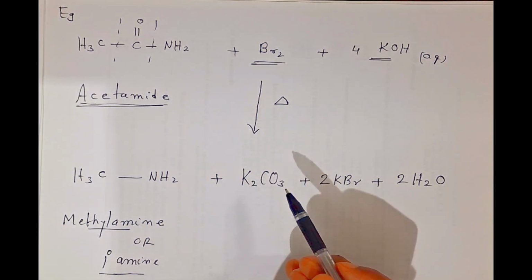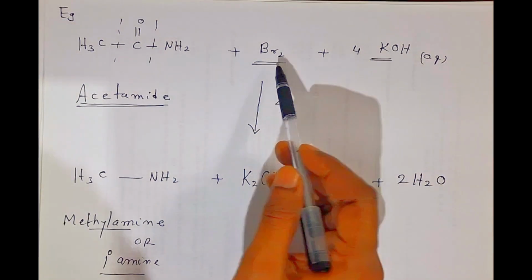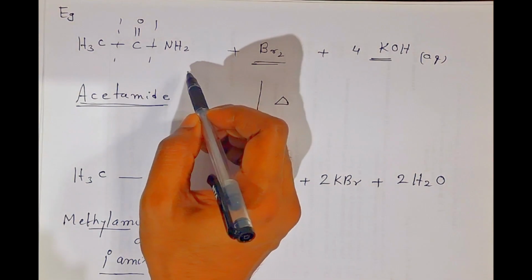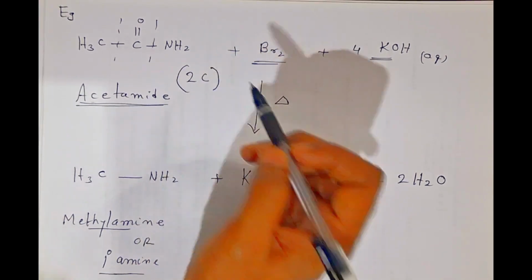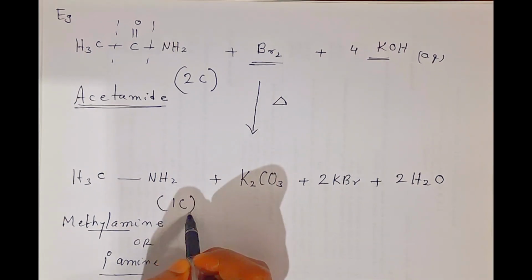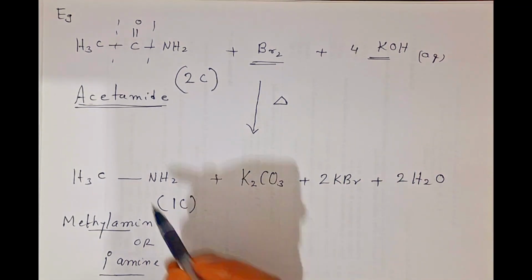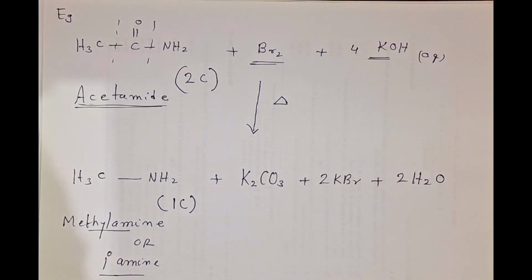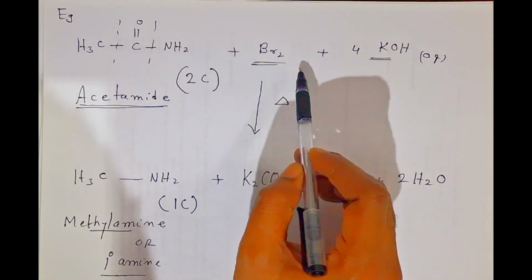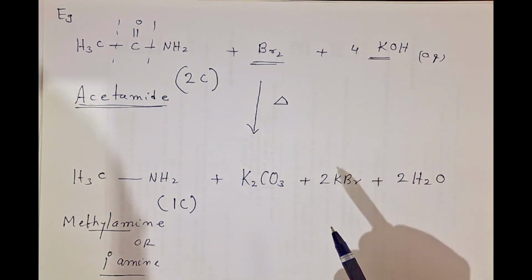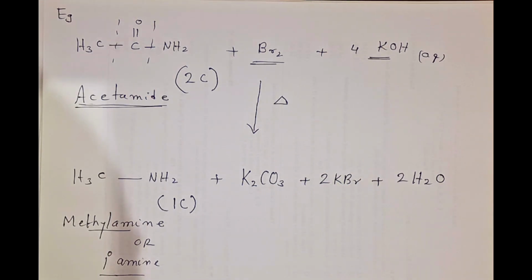This is a very important reaction in the board examination. Sometimes they may ask for the action of bromine and aqueous KOH on acetamide, and you have to represent the answer this way. Acetamide has 2 carbons, but methylamine has only 1 carbon. So 1 carbon less, a primary amine is formed from the raw material. That is why this reaction is very important. It is also called Hofmann degradation of amide, or Hofmann bromamide degradation, because we used bromine. This way you have to represent the answer in the board examination. For 2 marks they may ask.